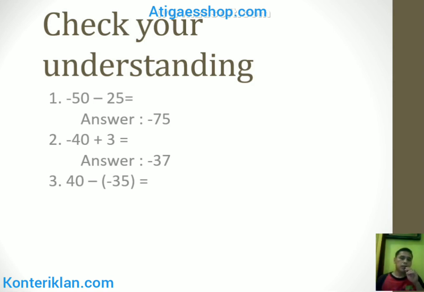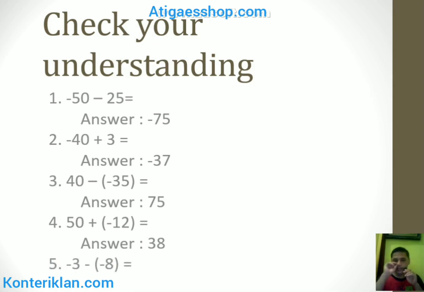Number 3, 40 subtract in the bracket negative 35. Yes, since we know that subtraction meet in the bracket negative should be positive, so 40 plus 35 equals to 75. Yeah. What about number 4, 50 plus in the bracket negative 12. Yes, as we know, plus meet negative in the bracket should be negative, so 50 plus in the bracket negative 12, same with 50 subtract 12 equal to 38.